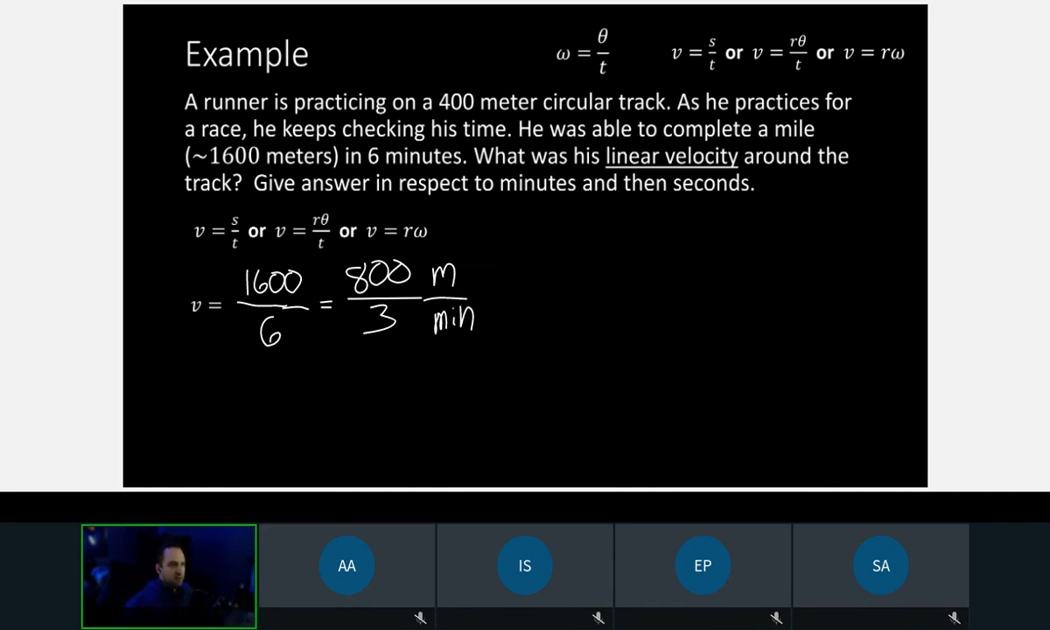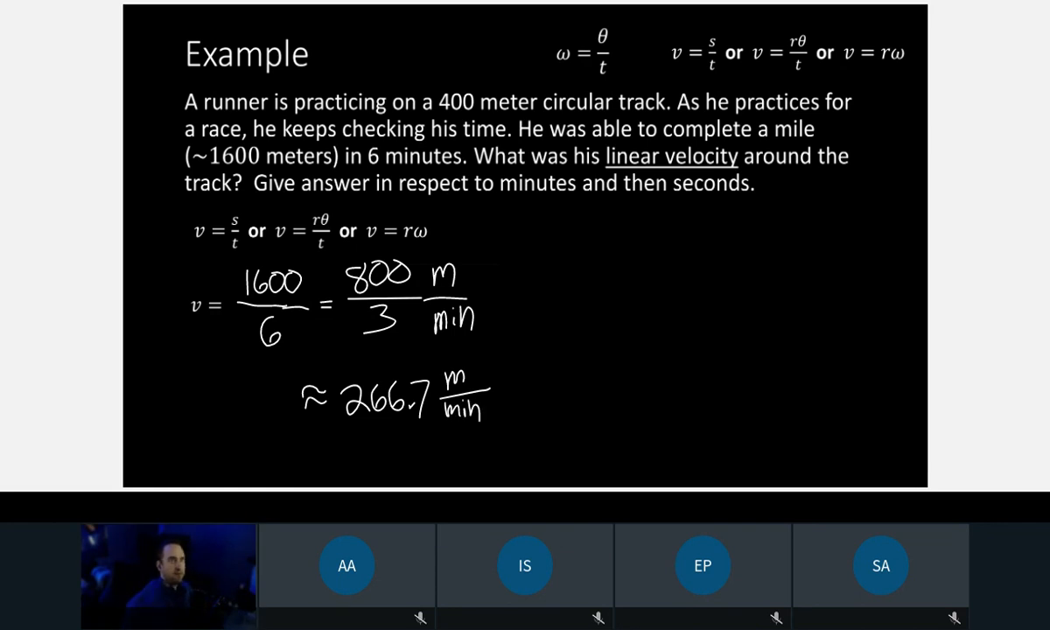Okay, and then let's go ahead and give the decimal equivalent. What's 800 divided by 3? Give me the nearest tenth. 266.7. Looks like more than one person says that, so I will agree with you. 266.7, and that's meters per minute.